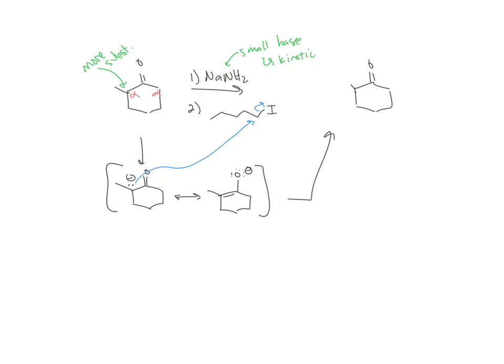So I added 1, 2, 3, 4, 5, and I have one more hydrogen there. Sorry, that last one got a little away from me. There we go. So that would be the product in this one, right? Where I just alkylated and added that 5-carbon piece there. So there's an example of doing an alkylation on the thermodynamic enolate.